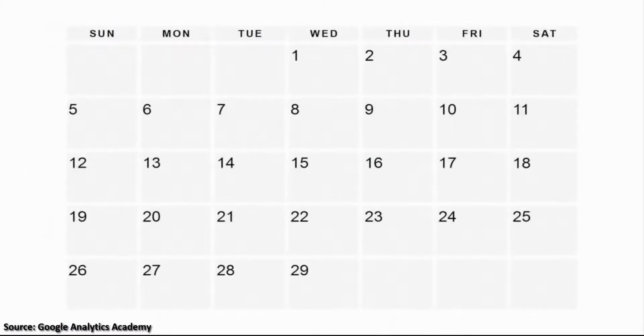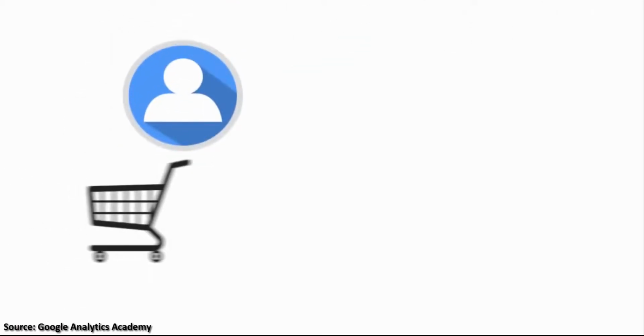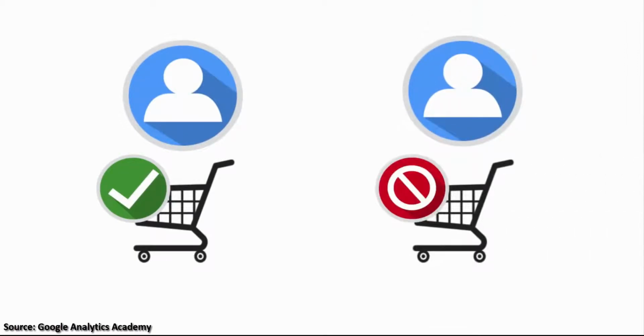User segments can span multiple sessions within the date range you've selected, such as all the goals that users completed or all the revenue generated by a user. For example, you can segment users who made a purchase and compare that to a segment of users who didn't make a purchase. This analysis can help you better understand what influences people to buy.